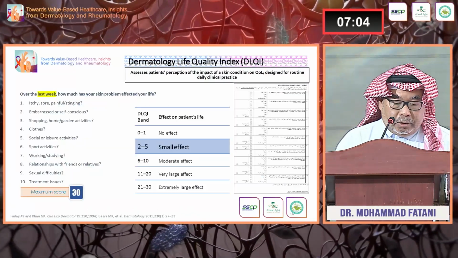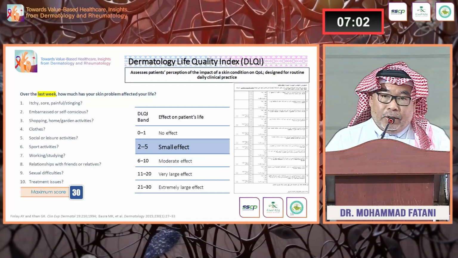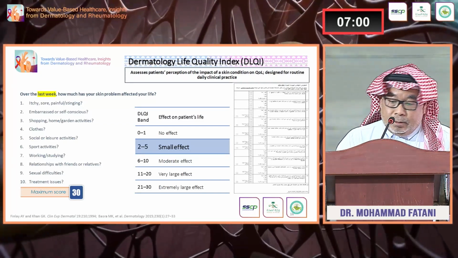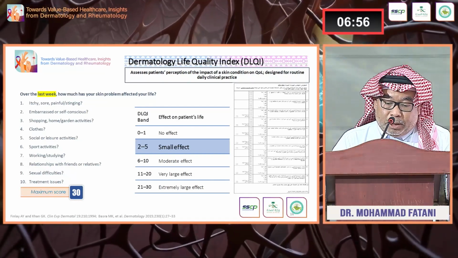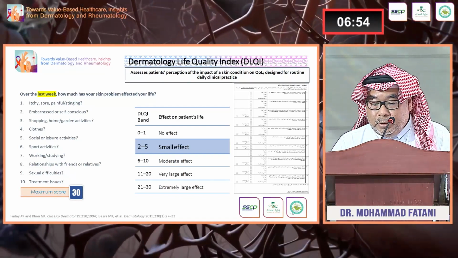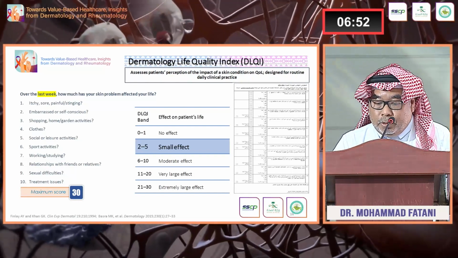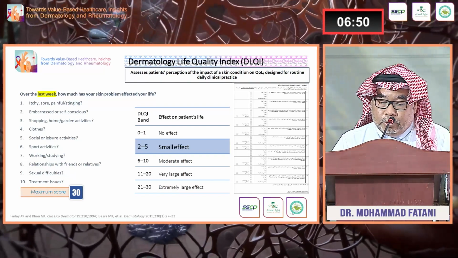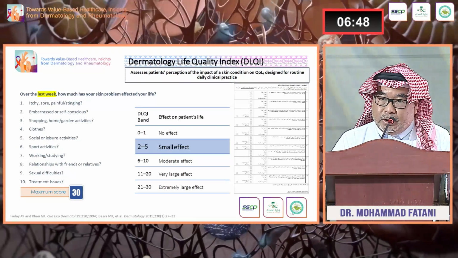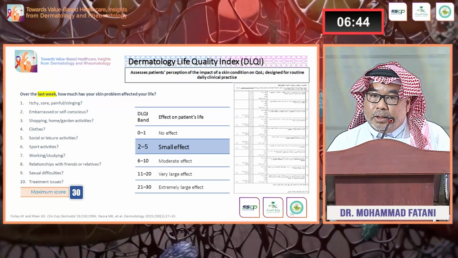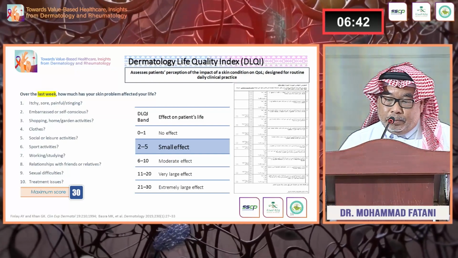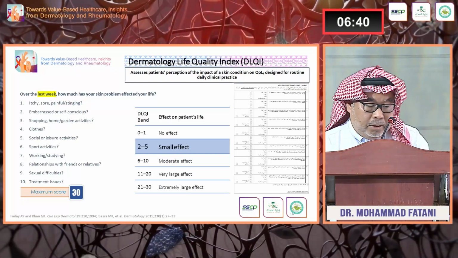These are the 10 questions covering the different aspects of quality of life, and the maximum score, as I mentioned, is 30. And how to interpret the score? We usually look for a score less than 5, which is only a small effect. There is also an Arabic translation of the DLQI. You can get it from the internet.